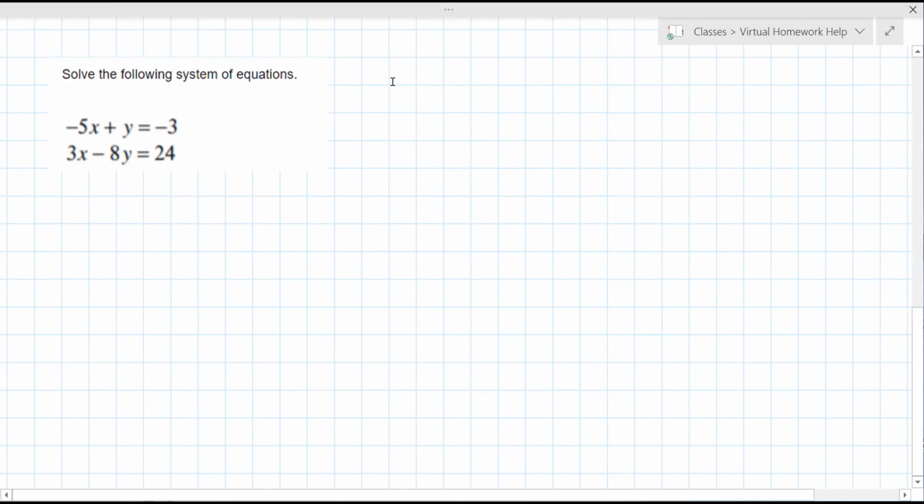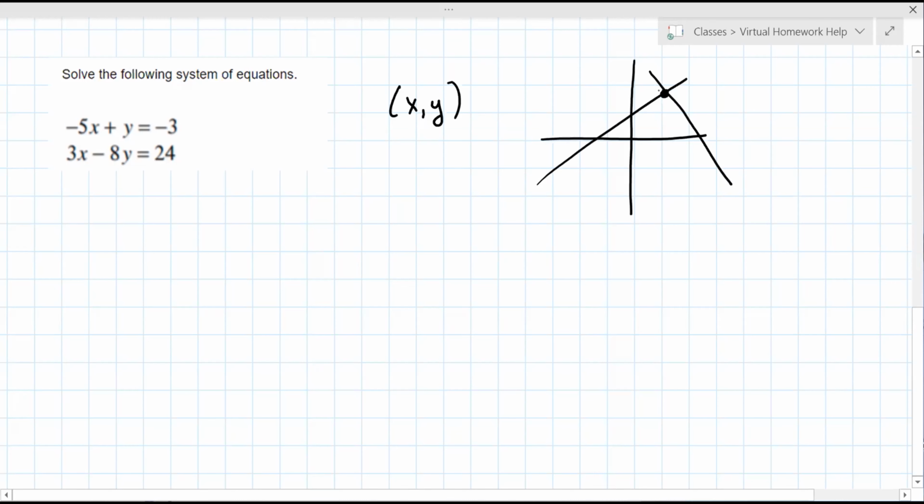It's related to the previous problem we did because we're solving a system of equations. This one just says to solve. That means we're trying to find the ordered pair. We're trying to figure out x and y that satisfy both equations. As a reminder, when a system of equations has a solution, it means that they intersect at one place on the graph. We don't know where that is. We're going to figure that out here.